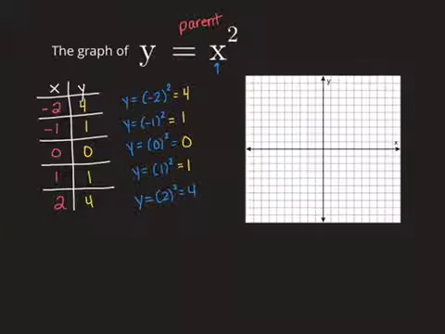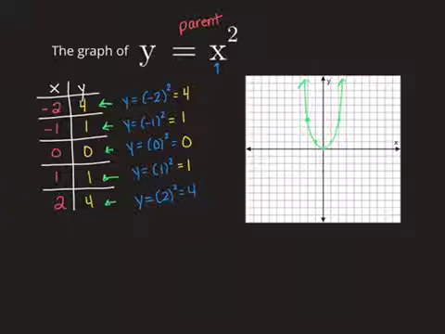Now I'm going to take those points and plot them on my graph. My first ordered pair is at -2, 4, so to the left 2 and up 4. Right here, -2, 4. Then we have -1, 1 as our second point, and then 0, 0, and then 1, 1, and 2, 4. You can see this makes a U shape, which is called a parabola, and we'll talk about these graphs a lot more later. But there is our very basic x squared function.